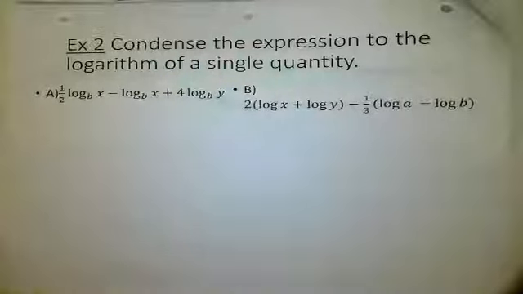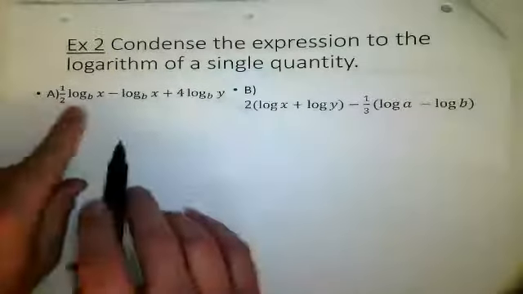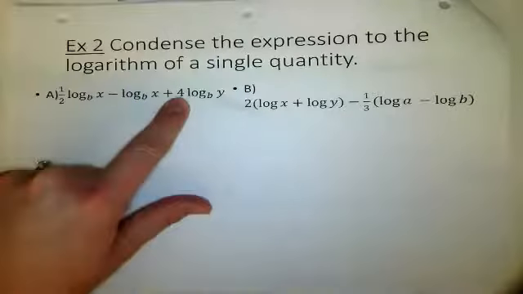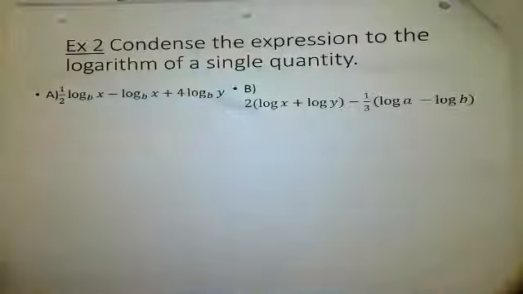Okay. Example 2, condense the expression to the logarithm of a single quantity. And another way to write that is to say condense the expression to a single logarithm. All right. So the first thing we have here, 1/2 log base b of x minus log base b of z plus 4 log base b of y. What do you want to do first?